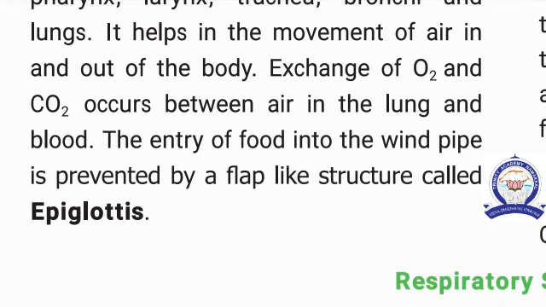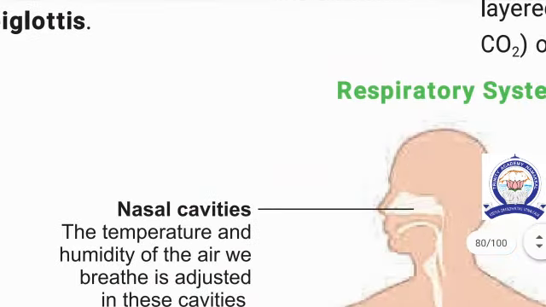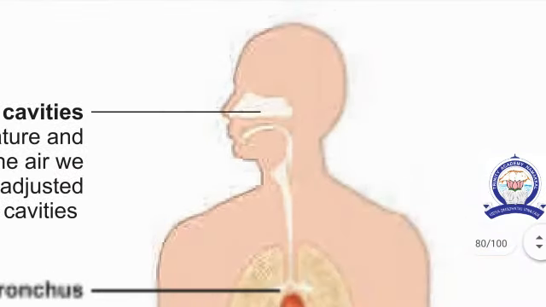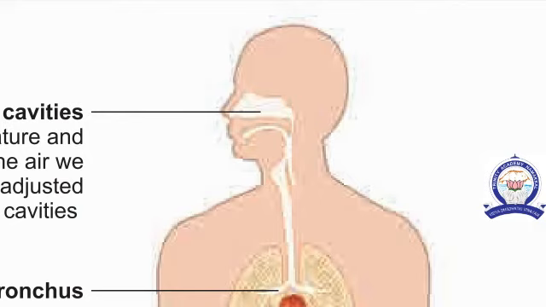The entry of food material into the windpipe is prevented by a flap-like structure called the epiglottis. The epiglottis is located below the tongue. It looks like a muscle-like layer. It helps us to prevent food material from entering the windpipe.